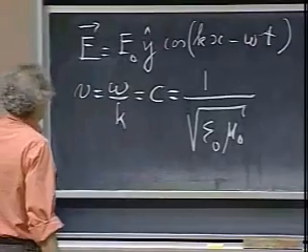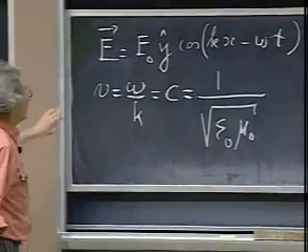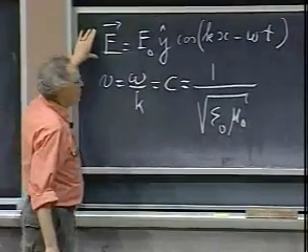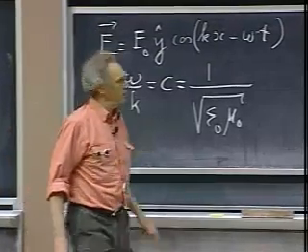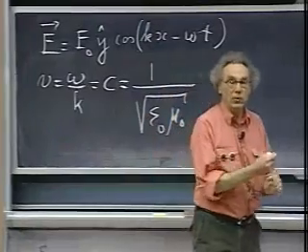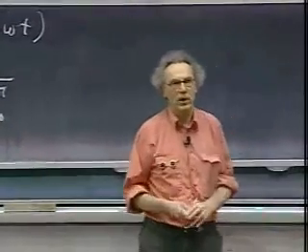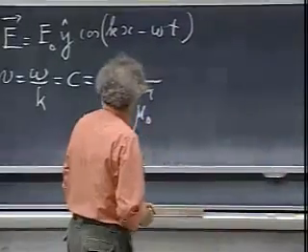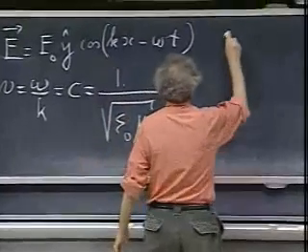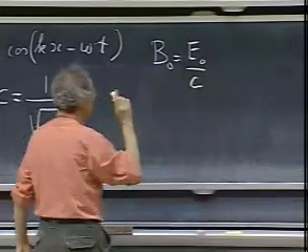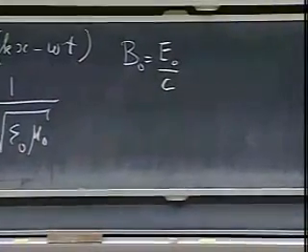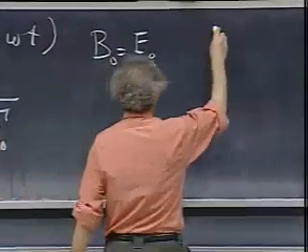And so, if you were asked, which would be a natural thing for me to ask, what is the associated magnetic field? Well, the magnetic field is perpendicular to the direction of propagation. It's also perpendicular to E. And B0 is E0 divided by c in vacuum.